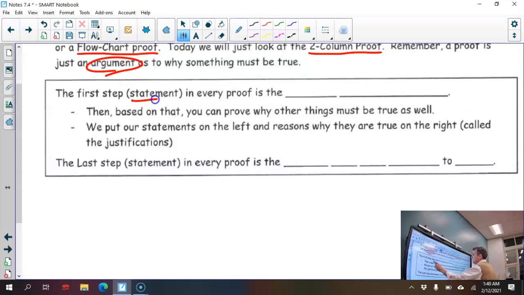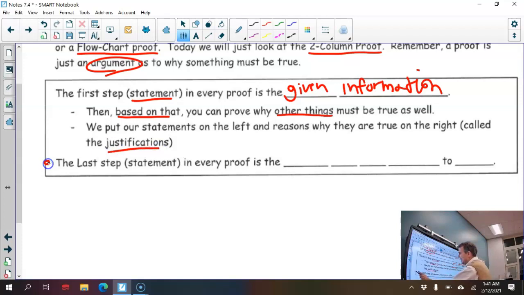Now, the first step or statement in every proof is the given information. Right? That's always going to be your first step, or 99% of the time, that's going to be your first step. Then, based on that, you can prove other things must be true as well. We put statements on the left and reasons why they are true on the right, called justifications.